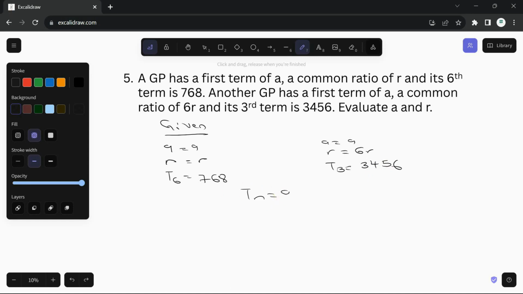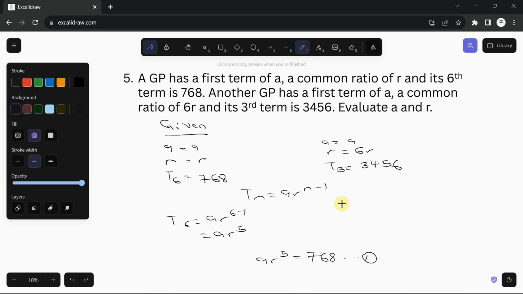Great, so well done, you remembered. So AR raised to the power n minus 1. So our T6 will just be AR^(6 minus 1), which is AR raised to the power of 5. And they told us that the value is 768, so I could say AR^5 is equal to 768. This will be our equation 1.